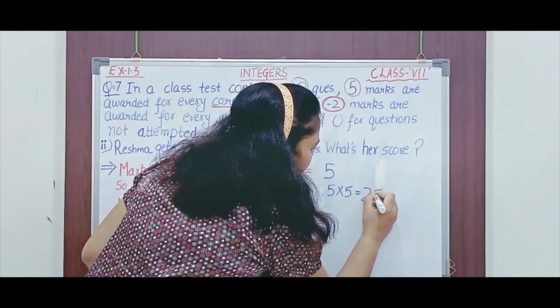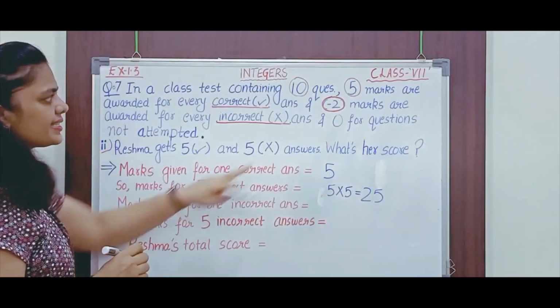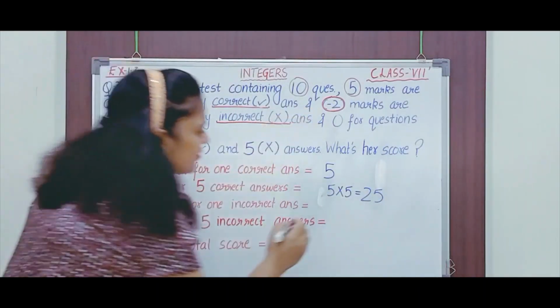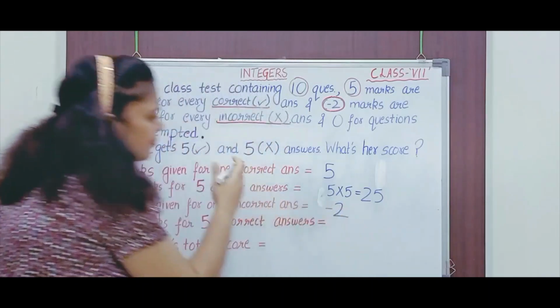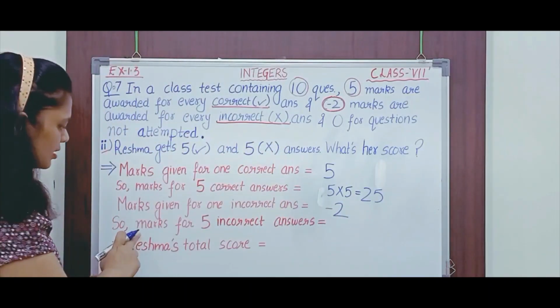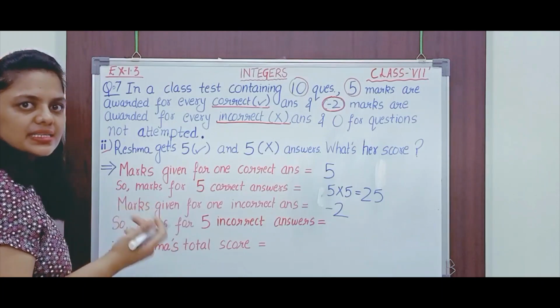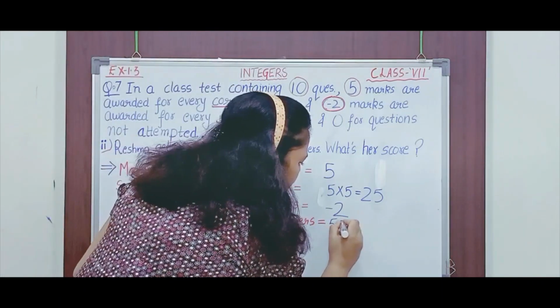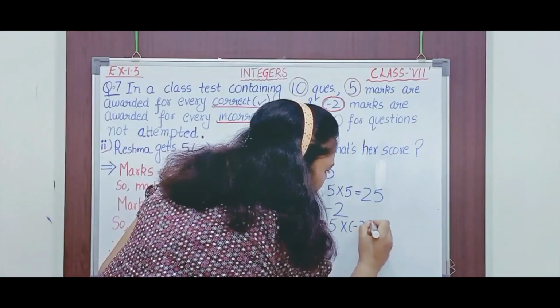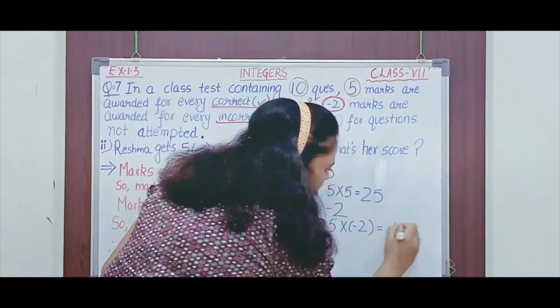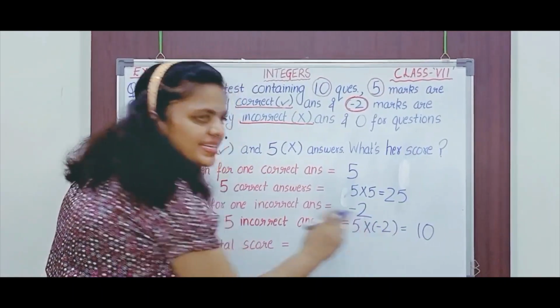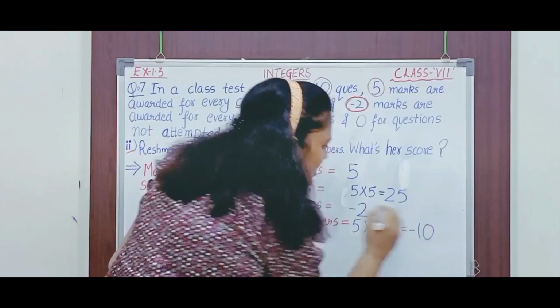Alright. Now, marks for one incorrect answer is minus 2, already given in the question. It's the same as the pattern of the first, okay? So, marks for 5 incorrect answers would be 5 into minus 2. Alright. Now, what is 5 into minus 2? 5 into 2 is 10 and plus minus is always minus. So it is minus 10.